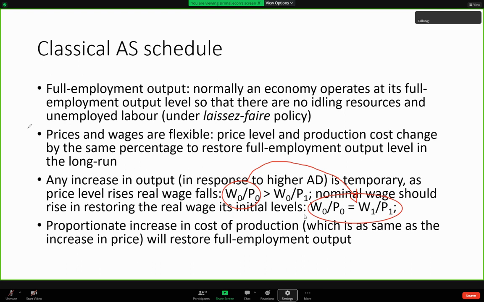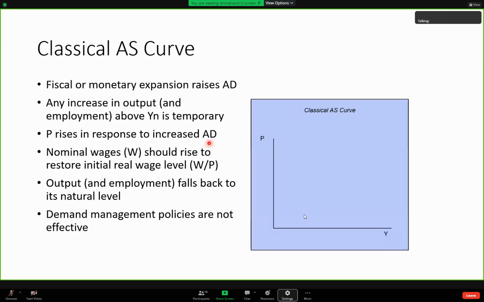Therefore, these things do not remain without an alteration according to new circumstances. And a proportionate increase in cost of production can restore again the full employment output level. Let's look at that also. So the classical AS schedule, or the AS line, is vertical like this. GAS, the classical aggregate supply line, is this one.